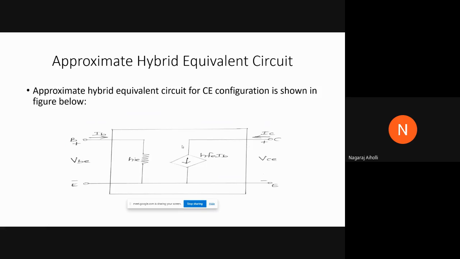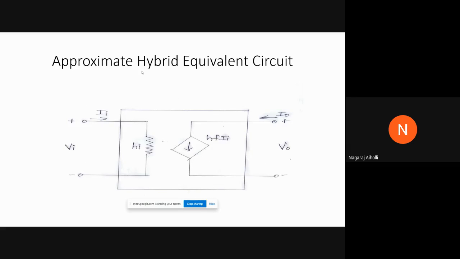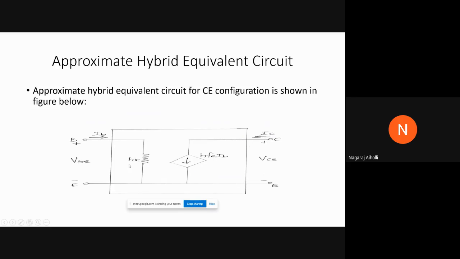Then we have the approximate hybrid equivalent circuit for the common emitter configuration and the common base configuration. This is the generalized circuit, generalized for all, that is common emitter, common base and common collector. But when we want it particularly for the common emitter configuration or the common base configuration, then this HI will become HIB or HIE. This is for common emitter configuration.